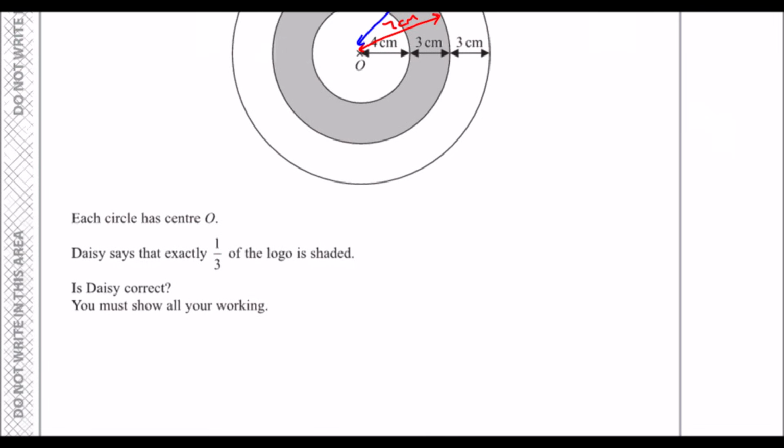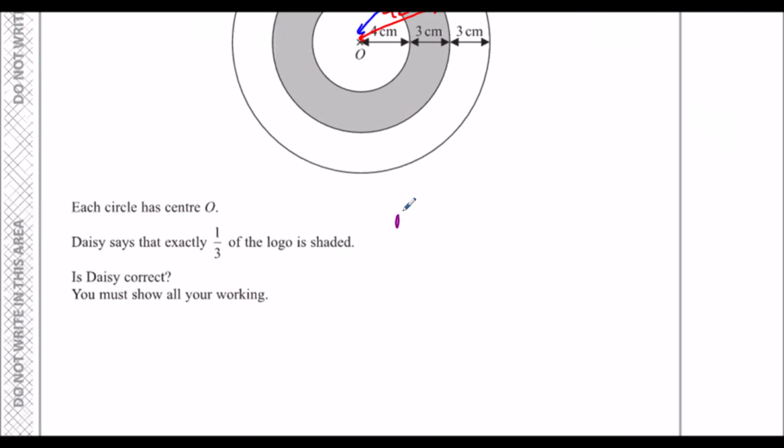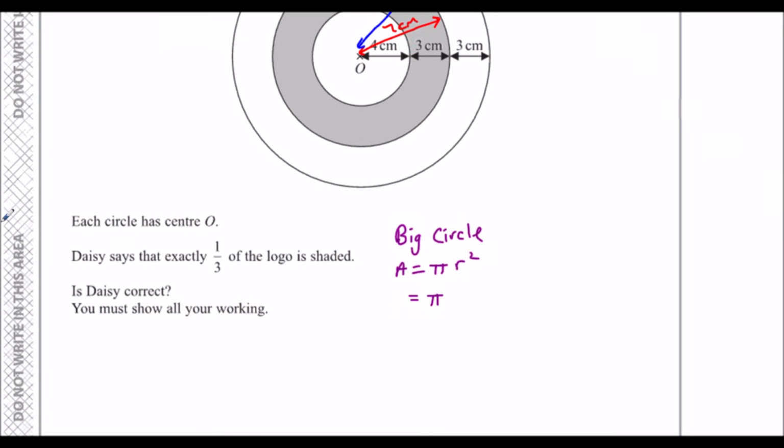So we're going to need to work out the area of each of the circles. So if we do the big circle, area is pi times the radius squared. For the big circle, the radius is 10. So it's pi times 10 squared, which is 100 pi centimeters squared. We're going to leave it in terms of pi because we don't have a calculator.